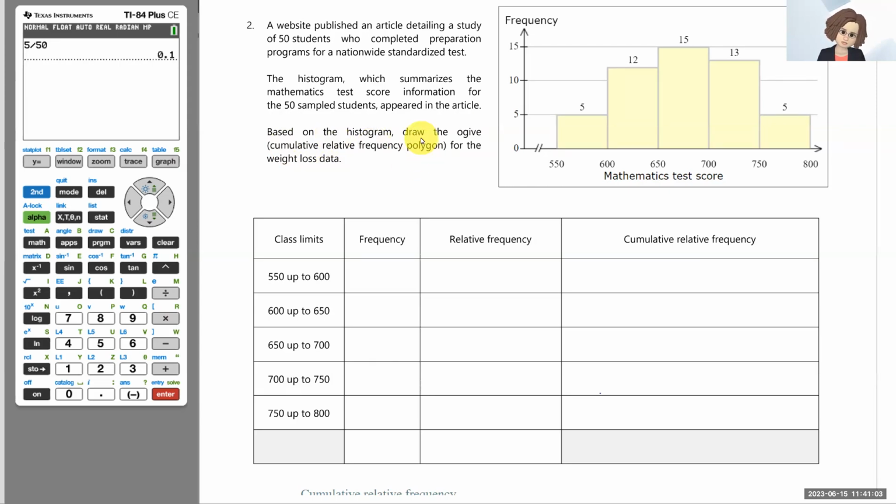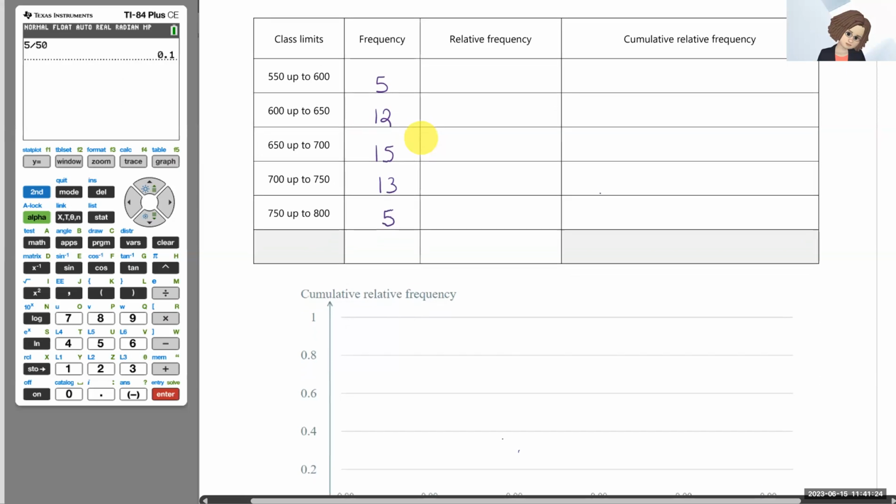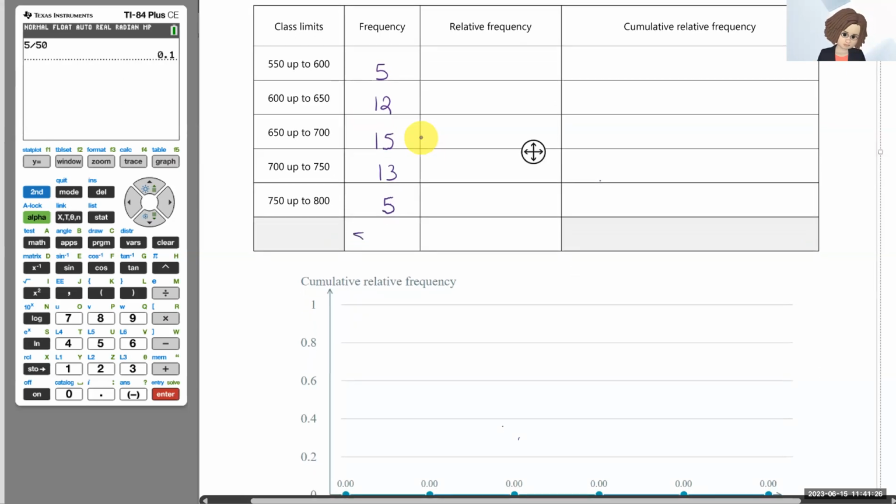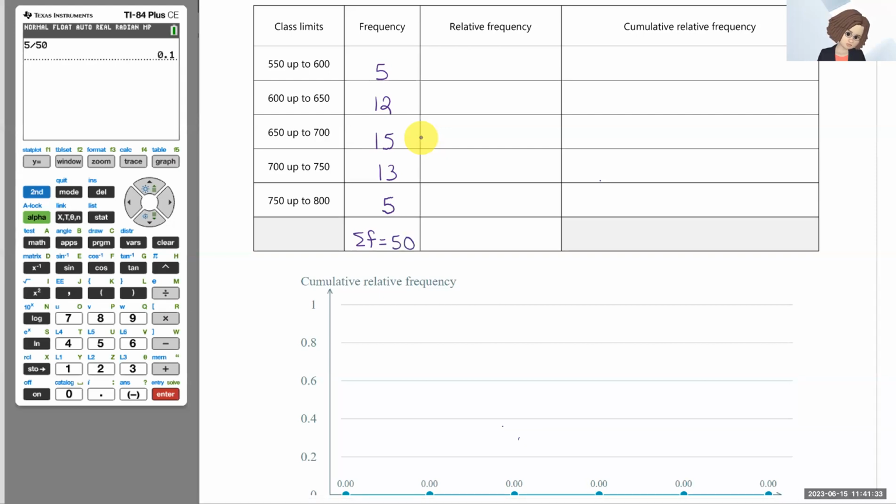All right, what I'll do first here is just complete the table and get down our frequencies just to have them. So 5 students, 12 students, 15 students, 13 students, and 5 students in each of those groupings for their math test score. And now that I have those, I'm just going to add that column. If you add the frequencies, you'll get 50. Those are the 50 students that are in the study.